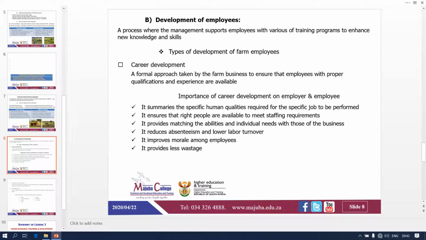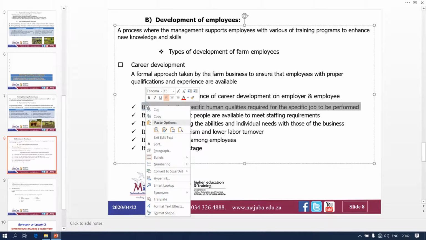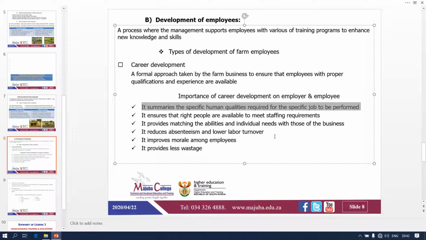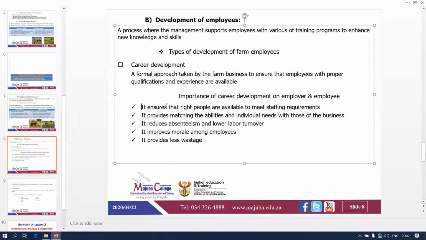Why is it important? It's summarized. It ensures that the right people are available to meet staffing requirements.